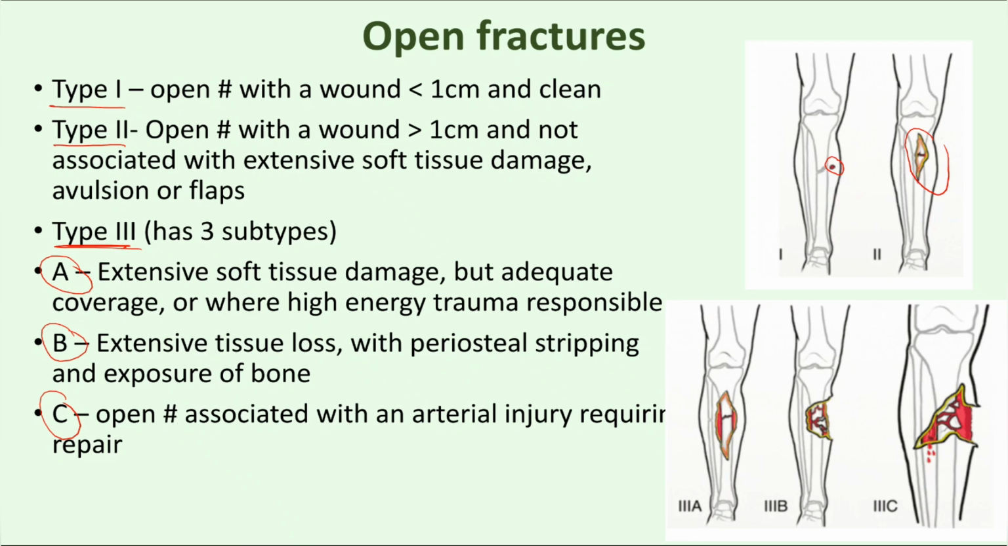In type 3A, there is extensive tissue damage, but there is adequate bone coverage by the soft tissue, or sometimes there is high energy trauma. In type 3B, there is extensive tissue loss with periosteal stripping, so there is also involvement of the periosteum of the bone. In type 3C, there is an open fracture associated with arterial injury that leads to bleeding and needs repair.